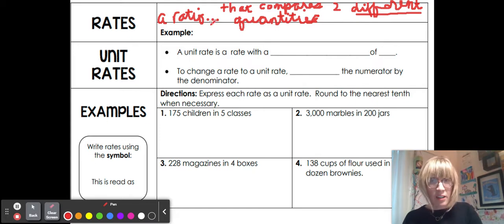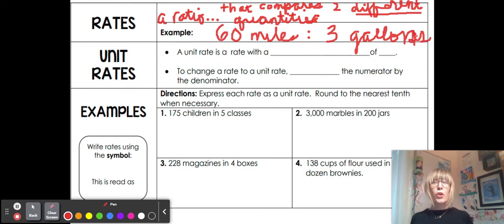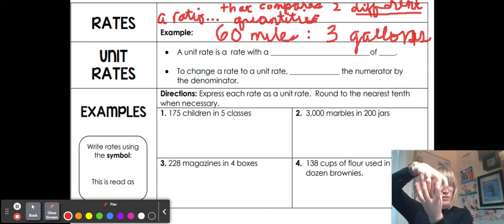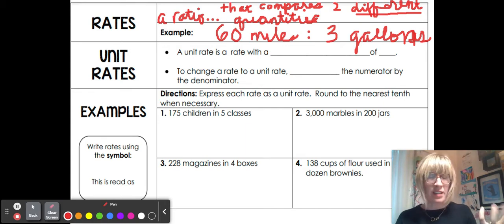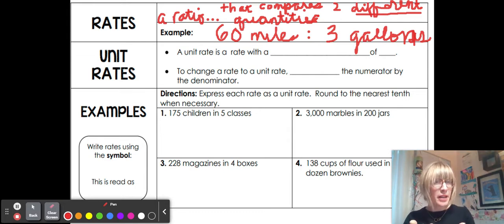In a rate, you are going to be comparing things maybe like 60 miles per 3 gallons, right? So a rate, you're comparing a distance and you're comparing sort of a volume, right? A gallon is a type of volume. So you have these two very different measurements, but you're going to compare them, right? You're going to use them to create this comparison.